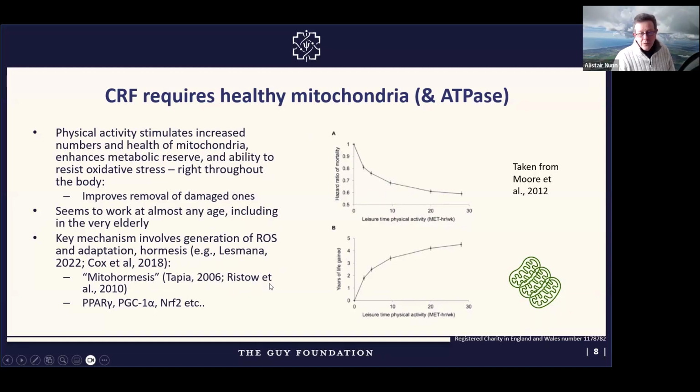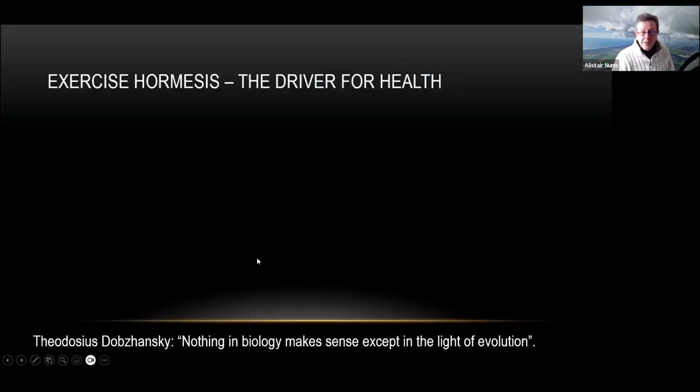And the key mechanism, of course, which we're very interested in, involves the generation of ROS and adaptation, which some would call hormesis. But this idea of what we call mitohormesis has been around a very long time and involves many of the key players. But the key thing here is stressing the mitochondria results in an adaptive response, which is very important in exercise.